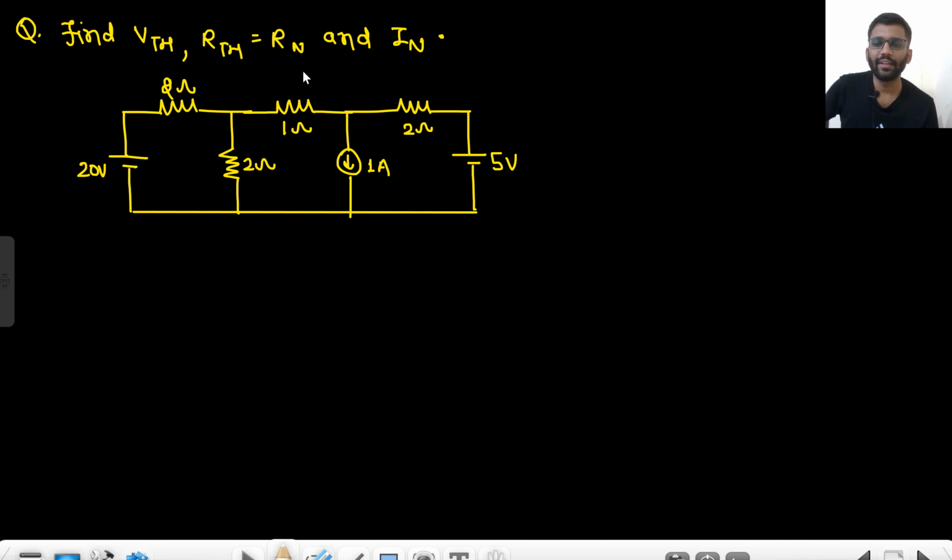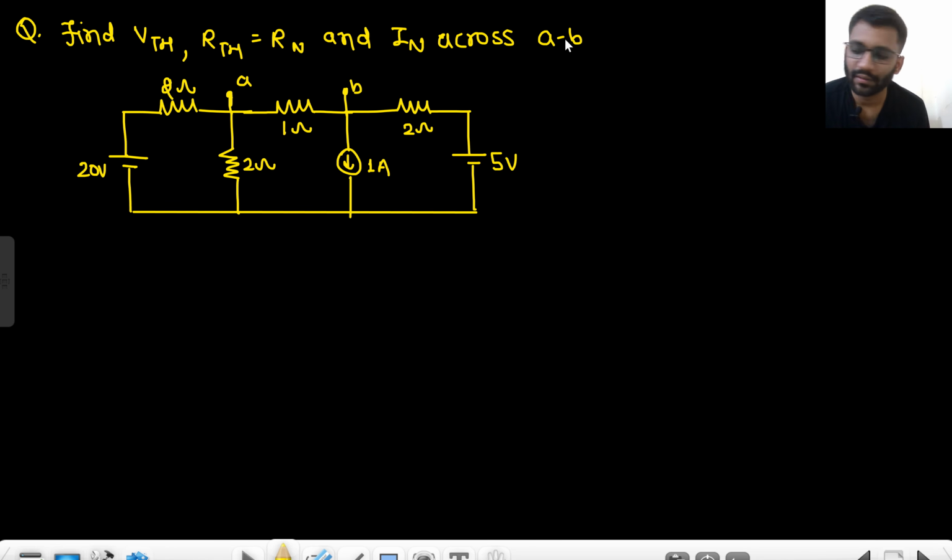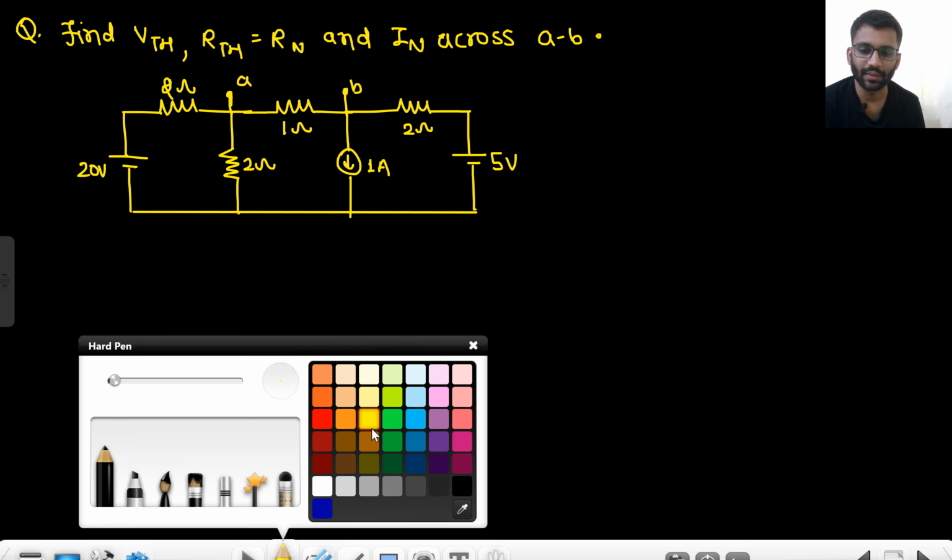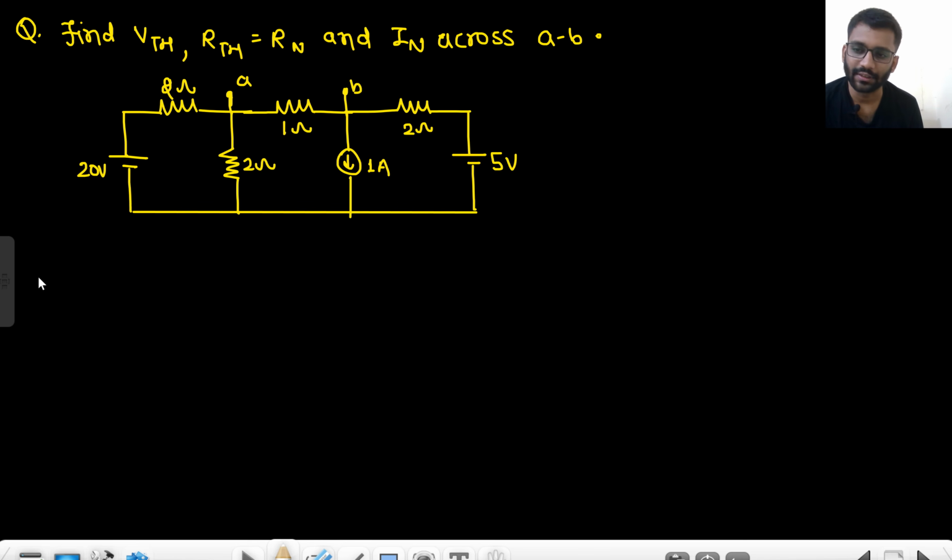You have to find VTH, RTH and IN. All three things you need to find, across AB. Let's just call this A, this B. IN across AB. Okay, so how will you find it? What should we find first? We'll find VTH, RTH first. So we will find RTH first.